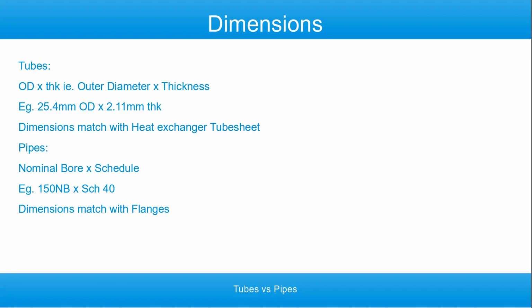Now, the next most important difference: the dimensions of the tubes are mentioned in OD by thickness. The dimensions of pipes are mentioned as nominal bore by schedule.